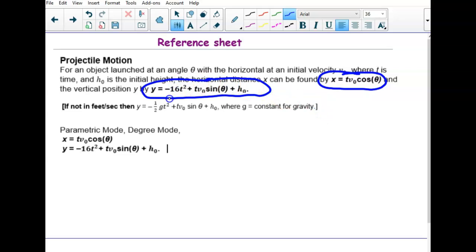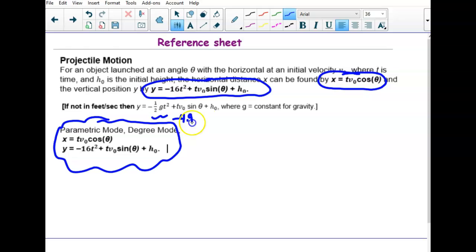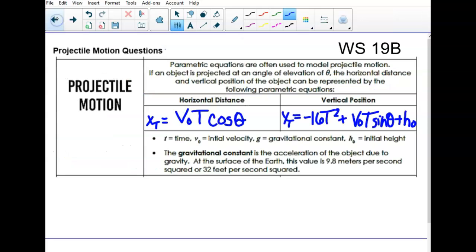Now, the negative 16t squared is only when you're talking about feet per second. If it was in meters per second, you would put in a 9.8 for g, and this becomes negative 4.9 instead of 16. But look, even right here, I think on your reference sheet, I spelled it out exactly what you need. So don't panic about memorizing this.